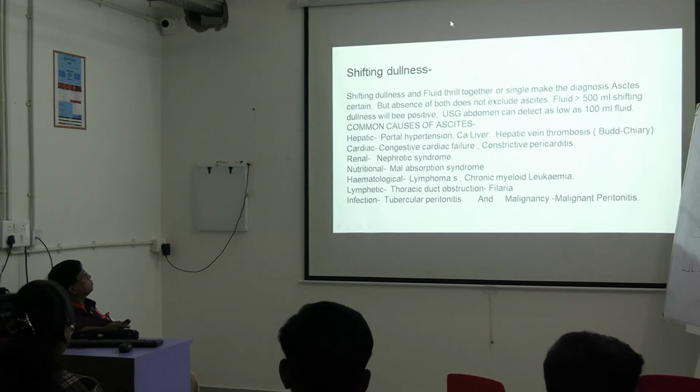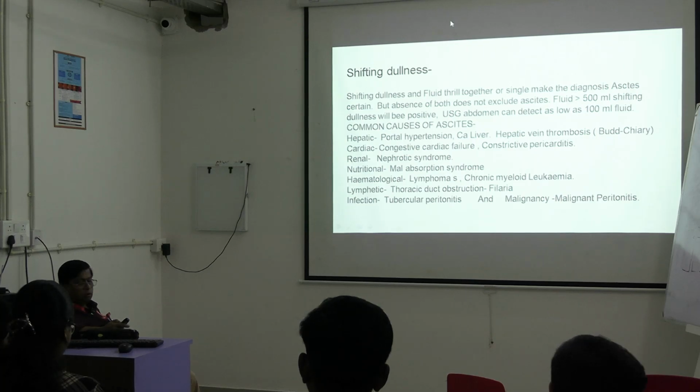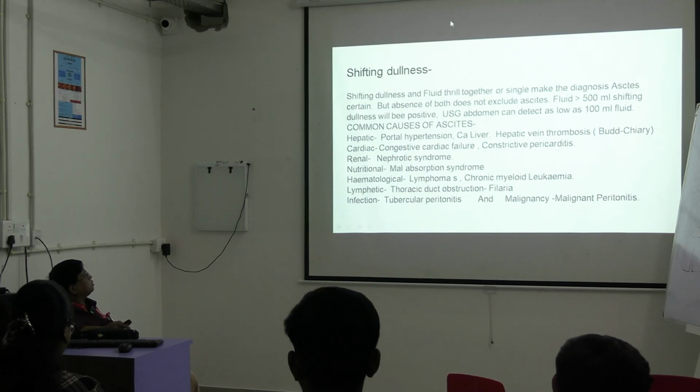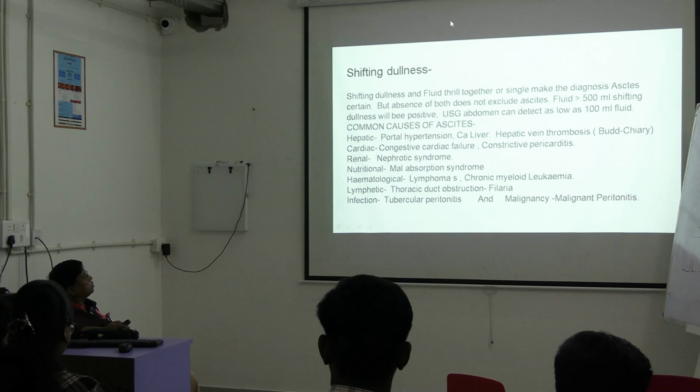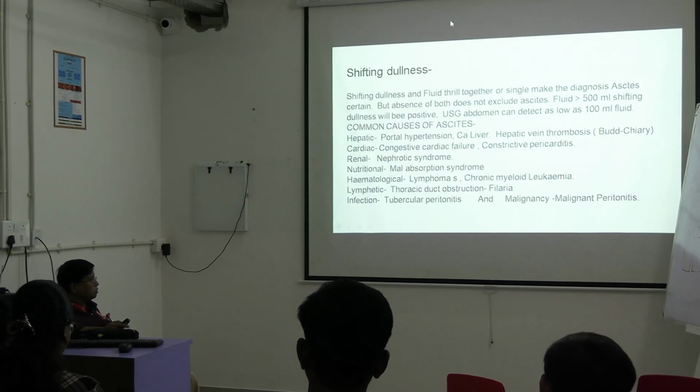Renal: nephrotic syndrome. Any condition causing low albumin will cause ascites, because the basic pathology is low albumin. Nutritional cause: malabsorption syndrome, all cause low albumin. And hematological causes: lymphomas and chronic myeloid leukemias. Lymphoma is an important differential diagnosis for ascites. This is actually a malignant ascites.